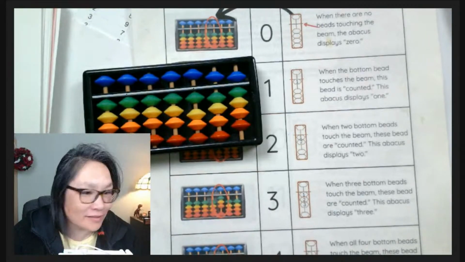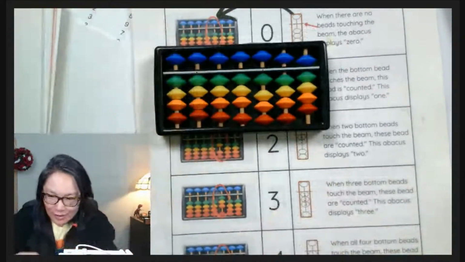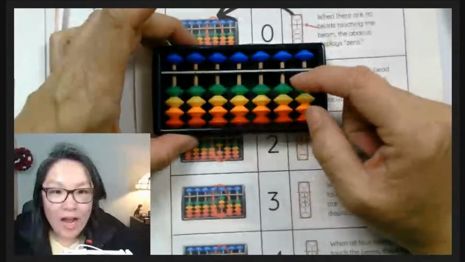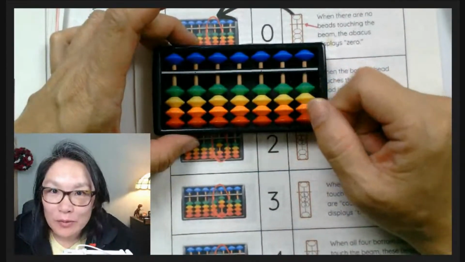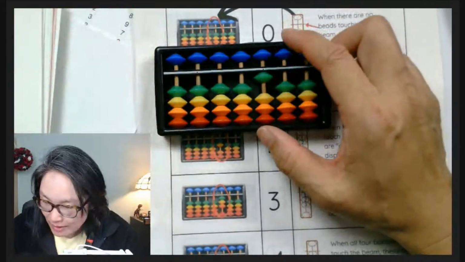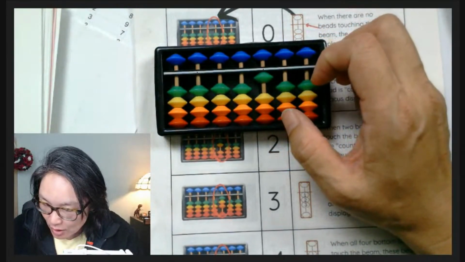All right. Hello. So what are we doing? We are going to be talking about the abacus. Hi, my name is Lynette. Welcome to my room. It is abacus time. We're talking about math, and math is about this manipulative. This manipulative is called the abacus.